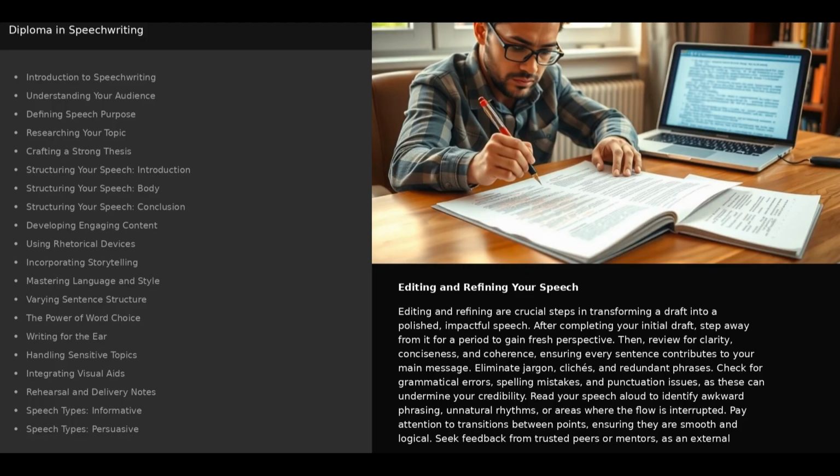Seek feedback from trusted peers or mentors, as an external perspective can highlight areas you might have overlooked. Be open to constructive criticism and willing to revise extensively. The goal is to hone your message until it is as sharp, clear, and compelling as possible, ready for delivery. This iterative process ensures maximum impact.